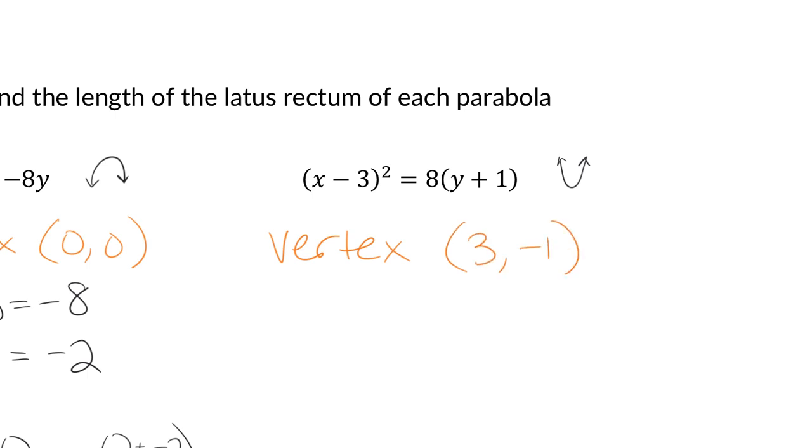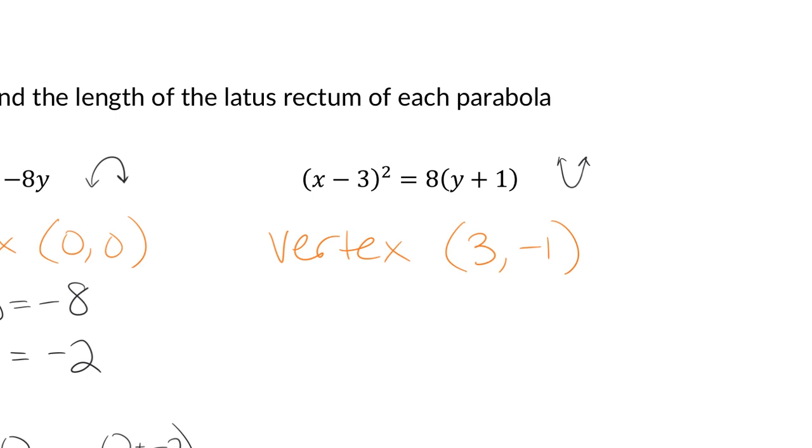3 and negative 1. Now this is easy because it was x and then y. Remember, it's always h and k. It's always x and y. So if this is a side-to-side parabola and it's not on the origin, don't just pick the first number and the second number. It needs to be h and k, so the x and then the y.